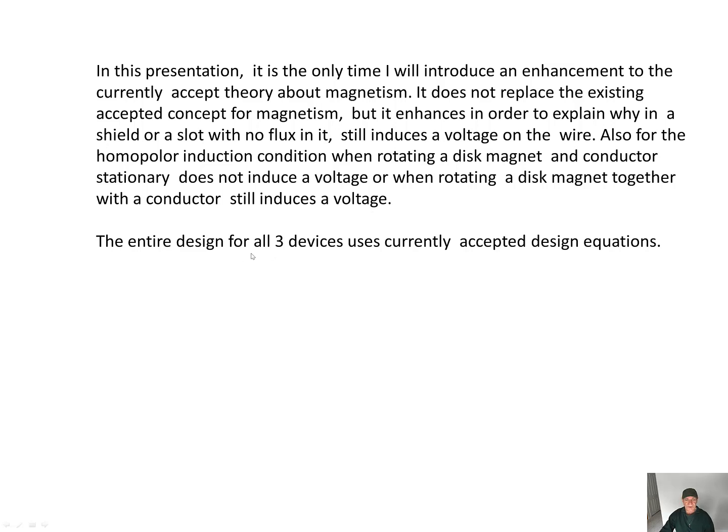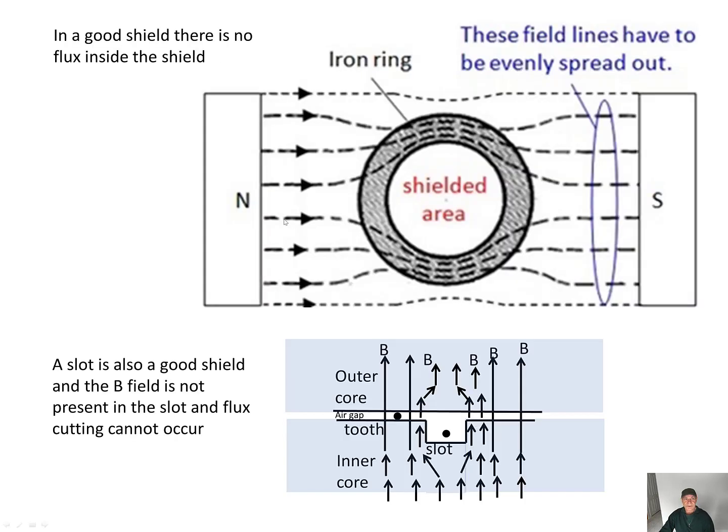The entire design for all three devices uses currently accepted design equations. In a good shield there is no flux inside the shield. All the flux goes through the core. A slot is also a good shield, and the B field is not present in the slot, so flux cutting cannot occur. The B field goes around the slot, and there's no flux inside, so no flux cutting occurs inside the slot.